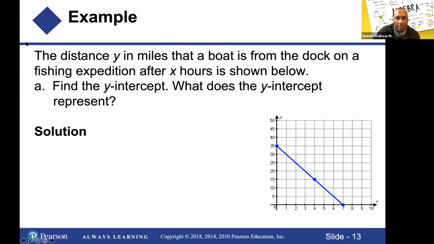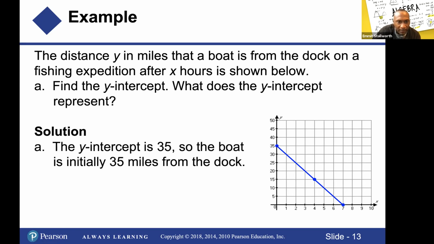We have the distance y in miles. So notice that y is going to be the miles part. The distance that a boat is from the dock on a fishing expedition after x hours is shown below. It says find the y-intercept. What does the y-intercept represent? So to find that y-intercept, we go right here, which is (0, 35). And so the y-intercept is 35. So the boat is initially 35 miles from the dock. That's where you started.